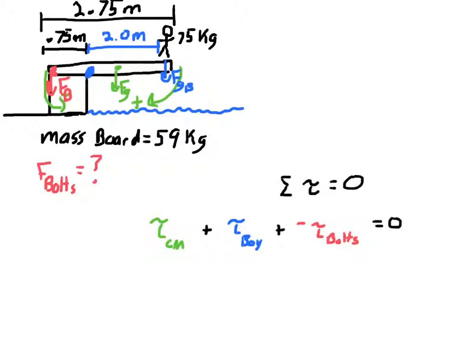A positive torque from the buoy, because the buoy is trying to do the same thing, trying to make it rotate clockwise. And a negative torque from the bolts. It's going the opposite way, trying to make it rotate negative. So I put all those down.